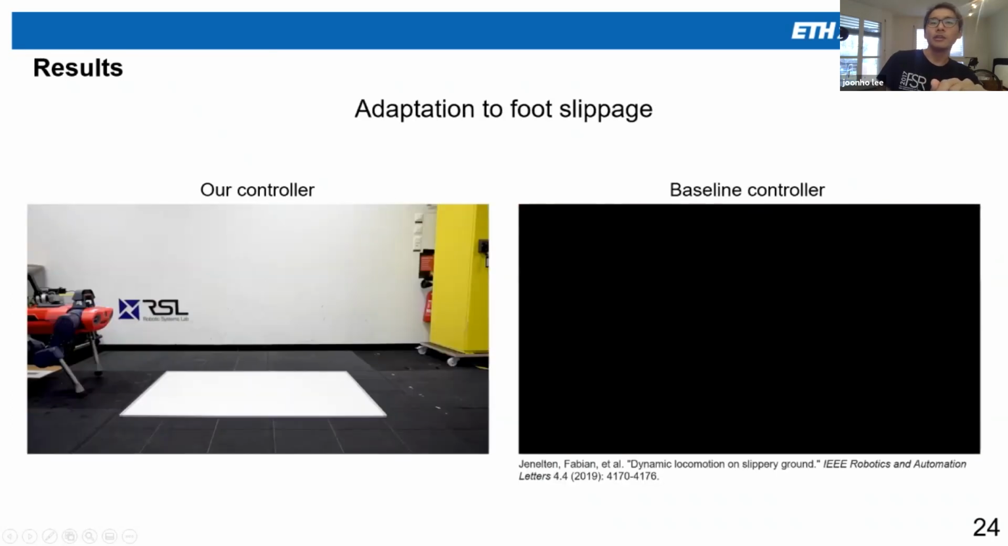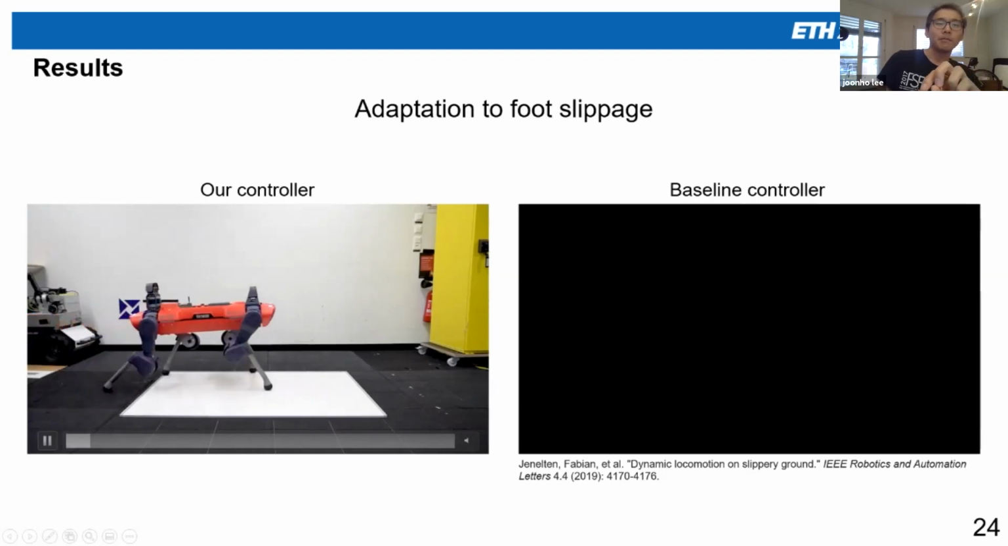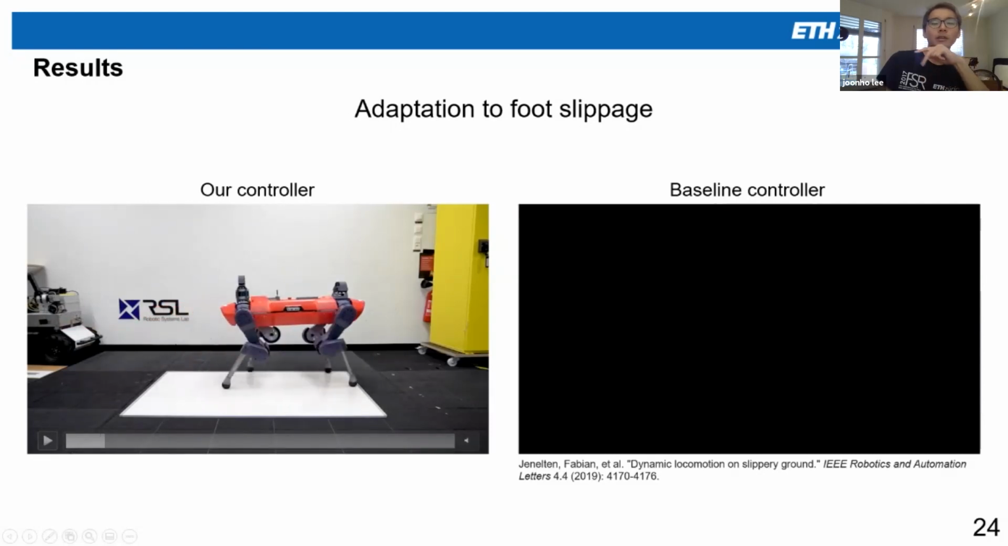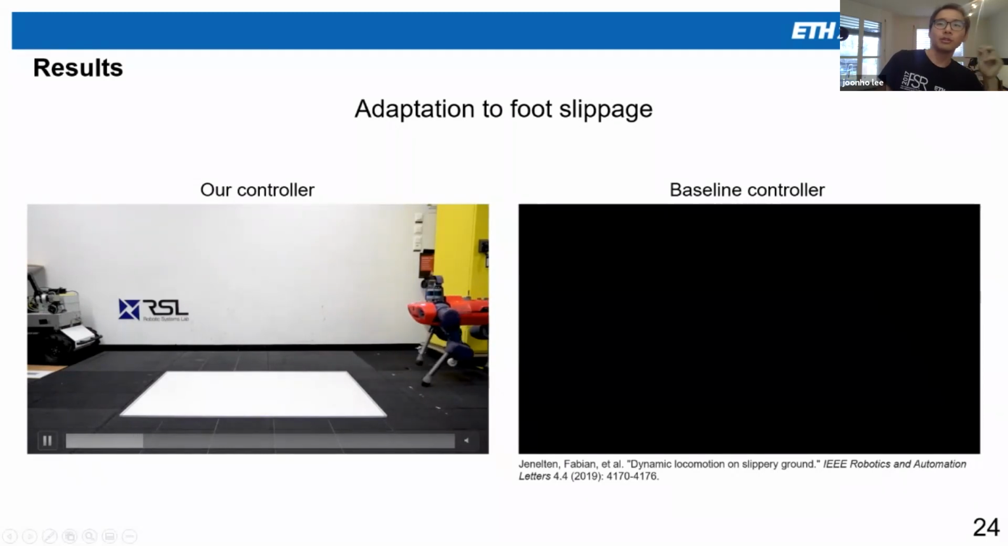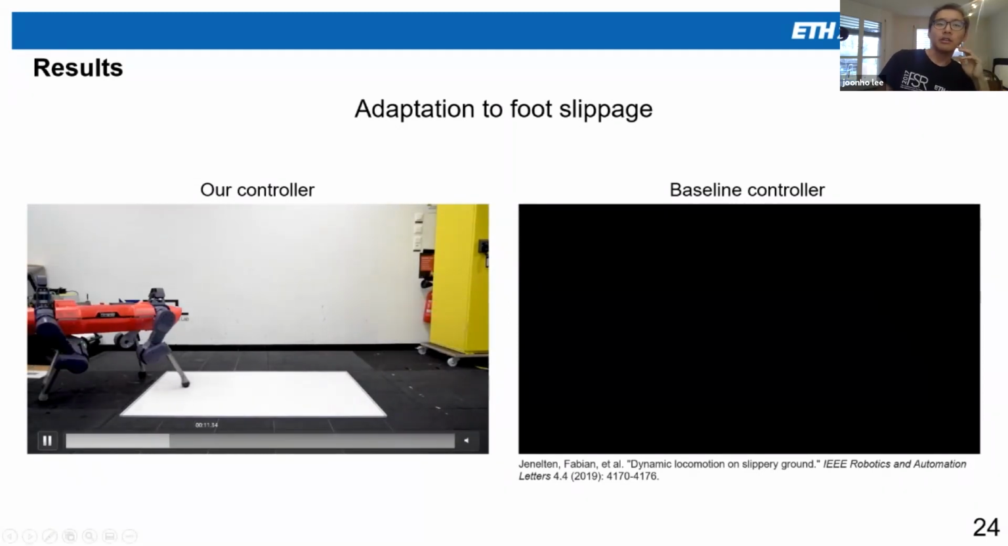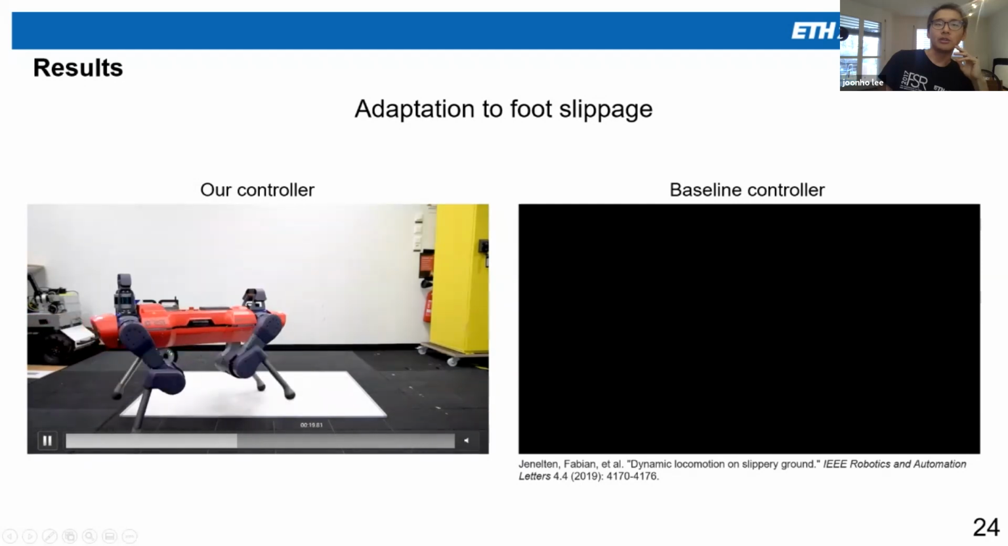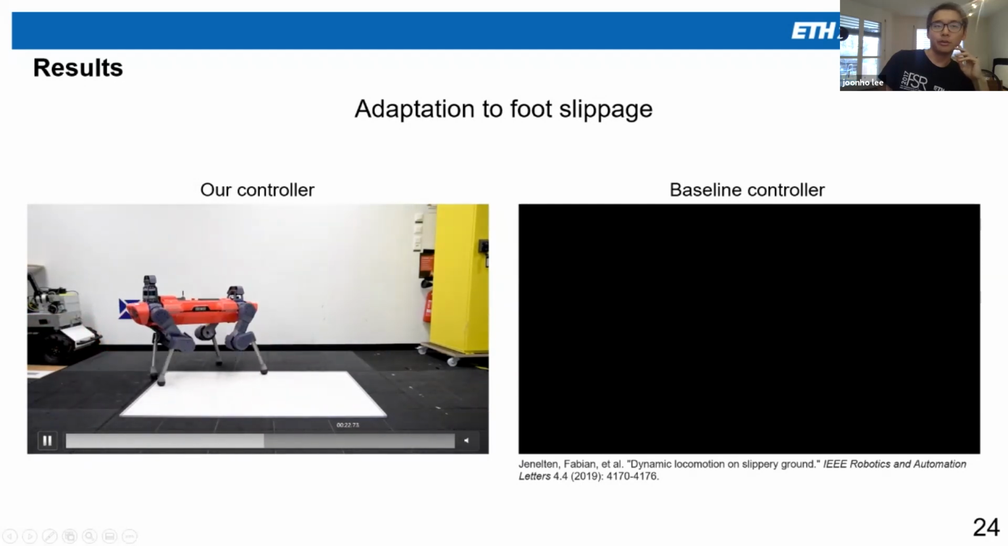And as we randomize the terrain friction a lot, this controller could also adapt very well on the slippery terrain. So we put this whiteboard here and pour water here, so it was very slippery. And as soon as the robot slips, this guy changes the walking frequency. It actually walks faster, steps faster to adapt to the slippery terrain. And we could drive the robot in any direction on this slippery whiteboard.